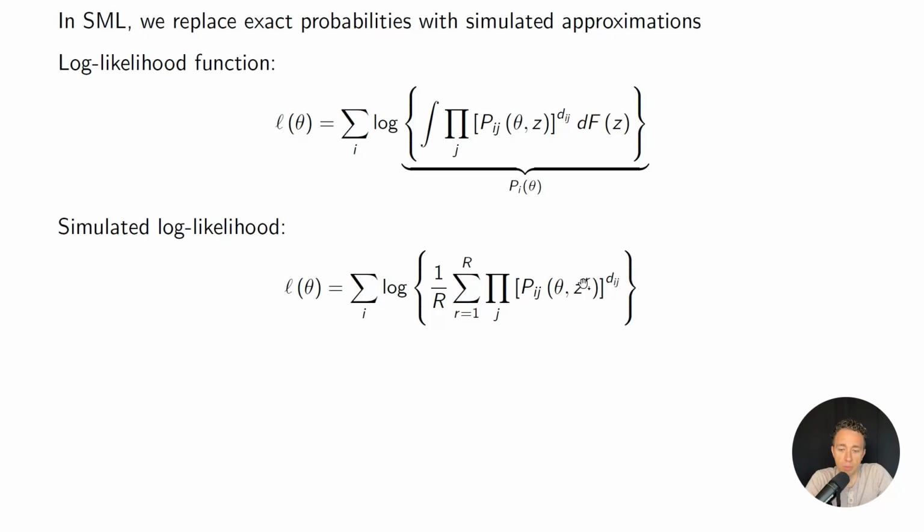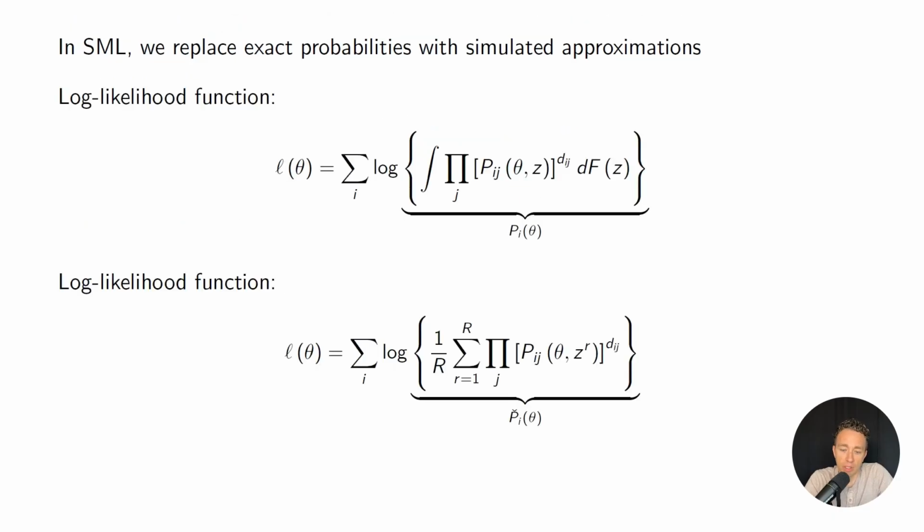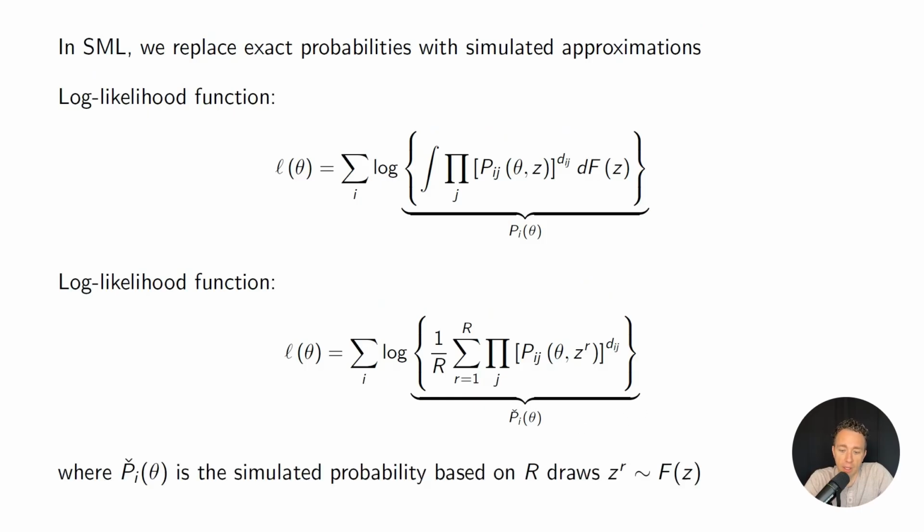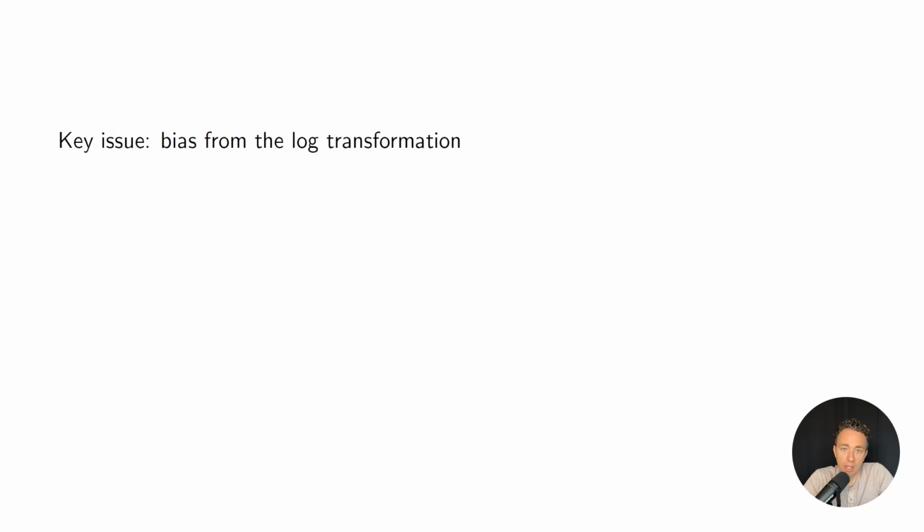So here the superscript r is indexing the rth draw from the distribution of f. So we can call everything that's in the log of this second equation p check i of theta, and p check i is computed by averaging across many draws of the z's, where we're drawing from the distribution that z is defined by.